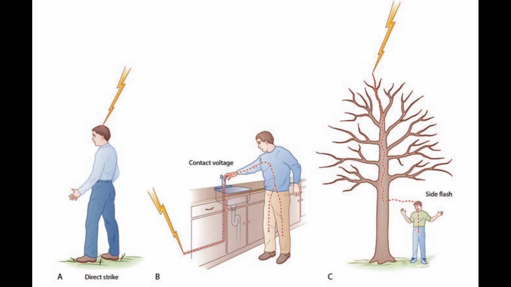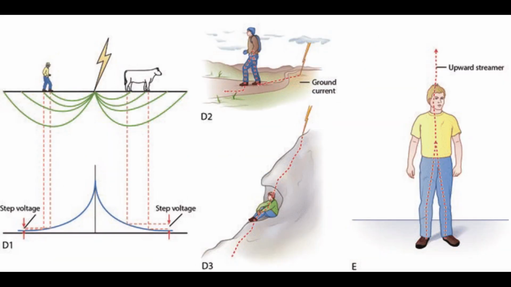You get side flashes, which is when maybe a tree is hit, and if you're standing too close to the tree, then the lightning can jump halfway down the tree to you. And that's also quite a common way to get struck by lightning. Step voltage is also a common way for people to be injured.